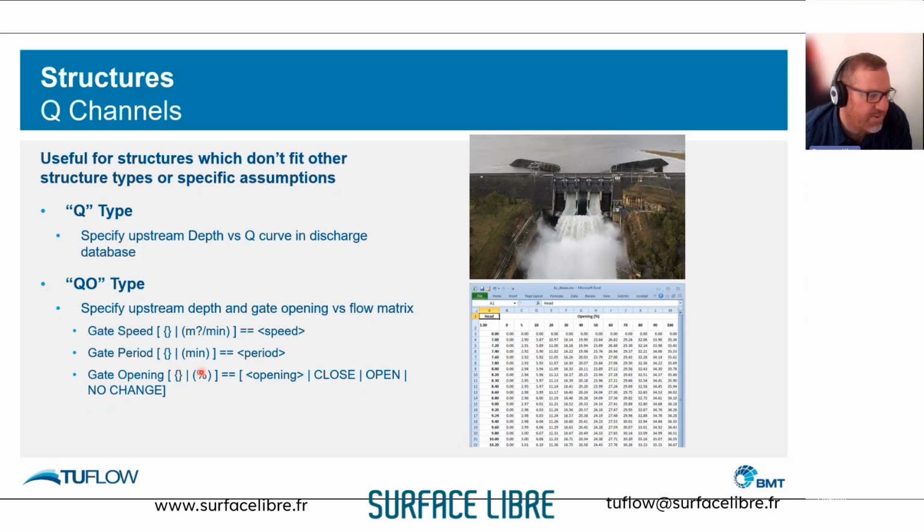We can specify the gate speed, how quickly it opens, and also whether it is open, whether it's closed, or we can specify a percentage opening, and we can base that on upstream water levels or flow elsewhere or other structures. So we can use operational control to go through that.